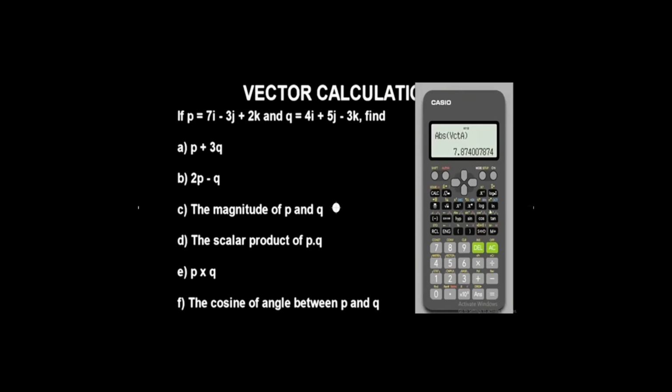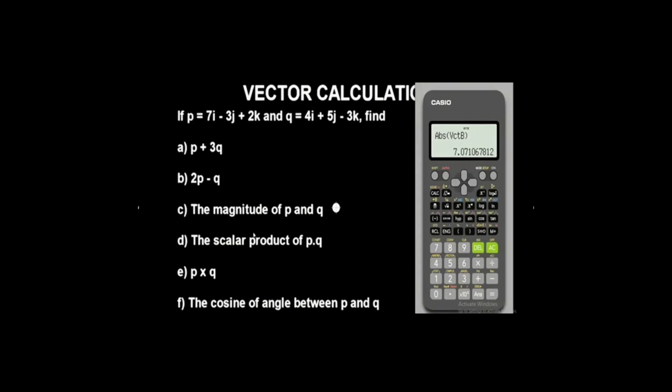To get that of vector Q, remove this, go back to shift hyp button. Let's execute vector B, which is replacing Q on the calculator. Shift this vector B, close the bracket, that's it. This will give you the magnitude or absolute value of vector Q.